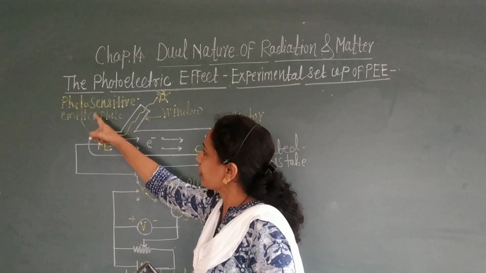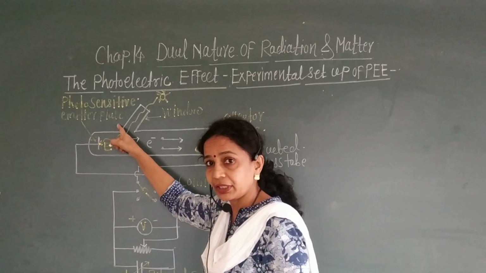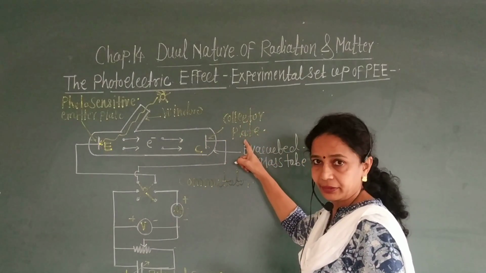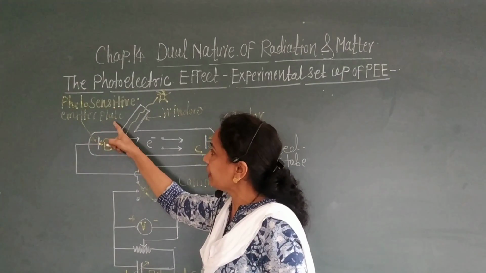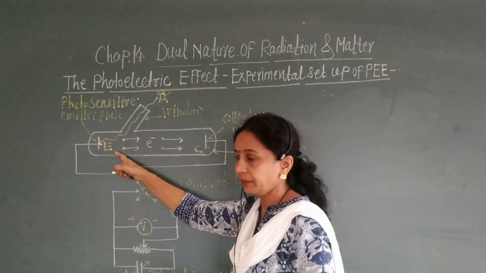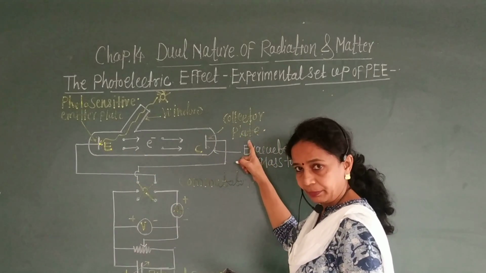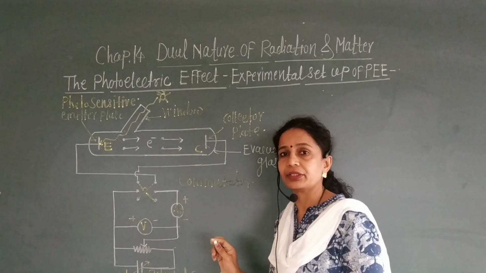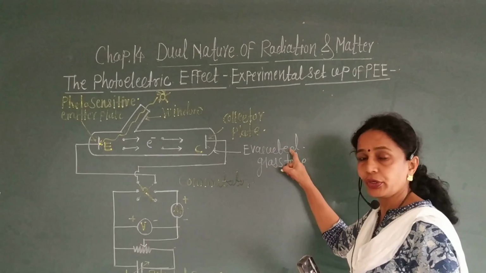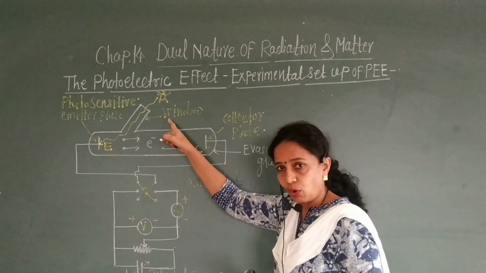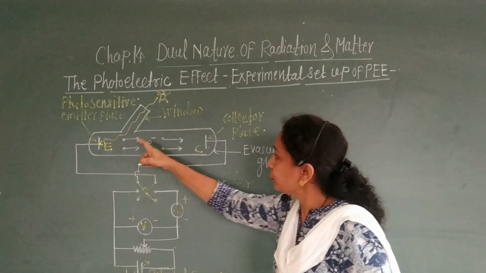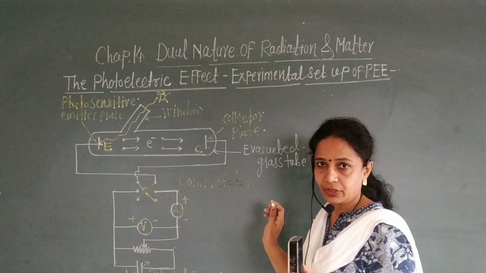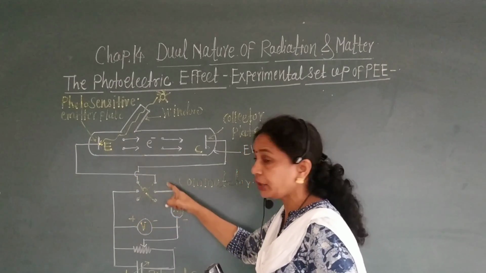The first metal plate is called the photosensitive emitter plate and the other metal plate is called the collector plate. The photosensitive emitter plate is denoted by the letter E. The collector metal plate is denoted by the letter C. Therefore, the experimental arrangement consists of an evacuated glass tube having a quartz window with two metal plates, one is E and the other is C. Now there is a commutator key.